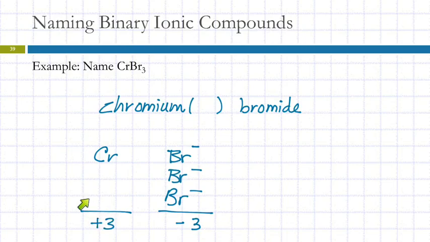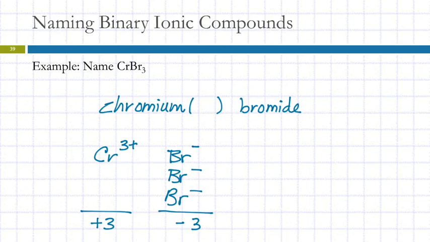So this +3, sometimes there might be more than 1 here. There might be 2 chromiums or 3 chromiums in the formula. That would be indicated by the subscript. Here there's only 1. So this +3 charge has to all be on that chromium. So this must be chromium 3+. I inferred the charge on the chromium from the formula and the charge on the anion. I had to figure it out.